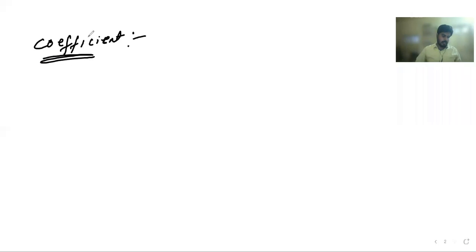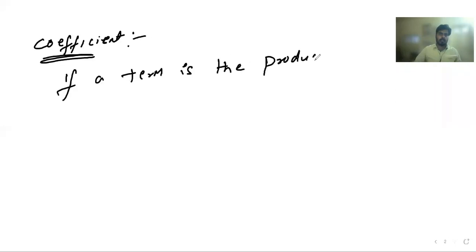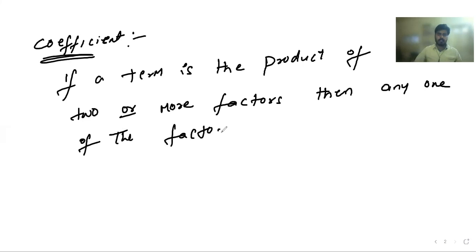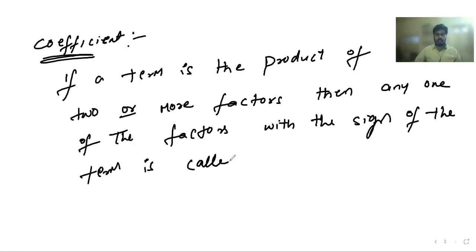See, if a term is the product of two or more factors, then any one of the factors with the sign of the term is called the coefficient of the other factors.